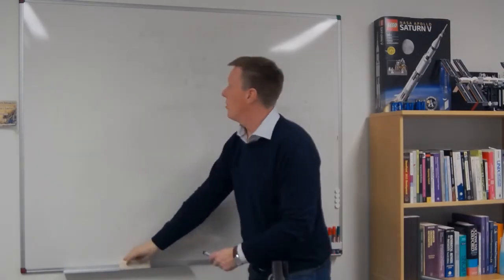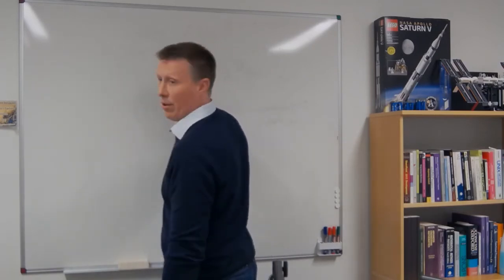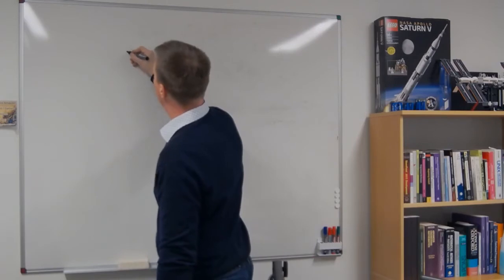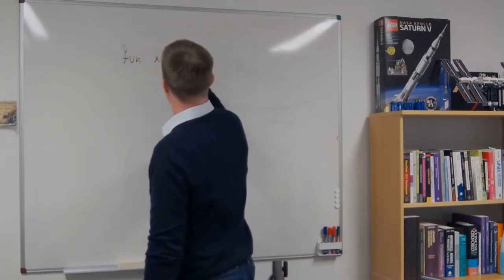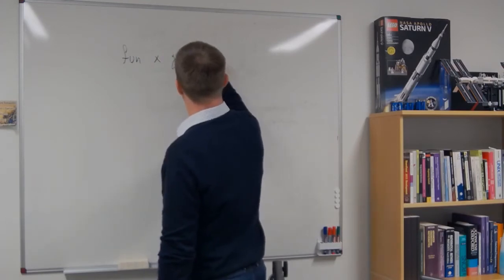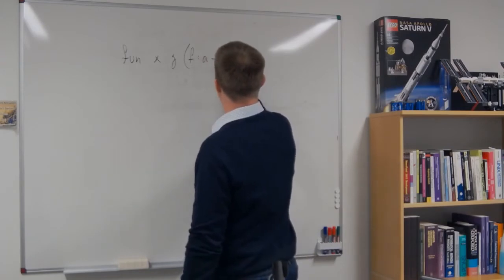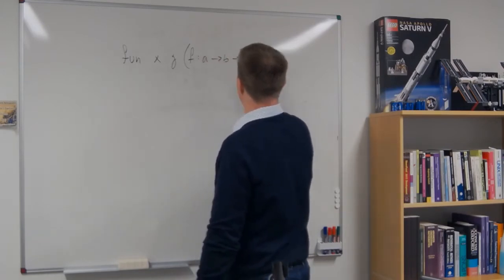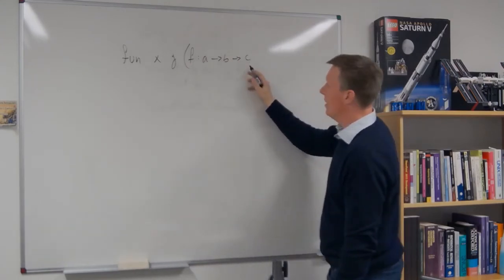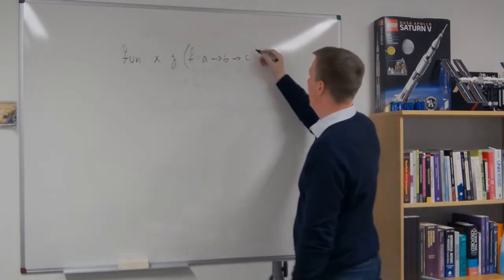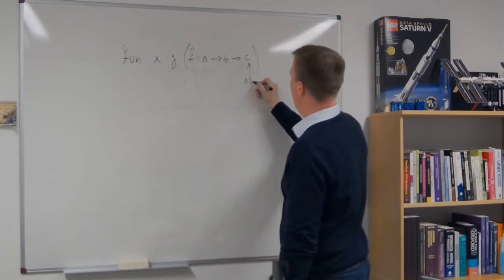So type checkers. If we like, we can write down the pair function in F#. fun x y f, and this should be a to b to c. I'm going to write c here because I need to pick one or the other. So this c here is actually a or b.